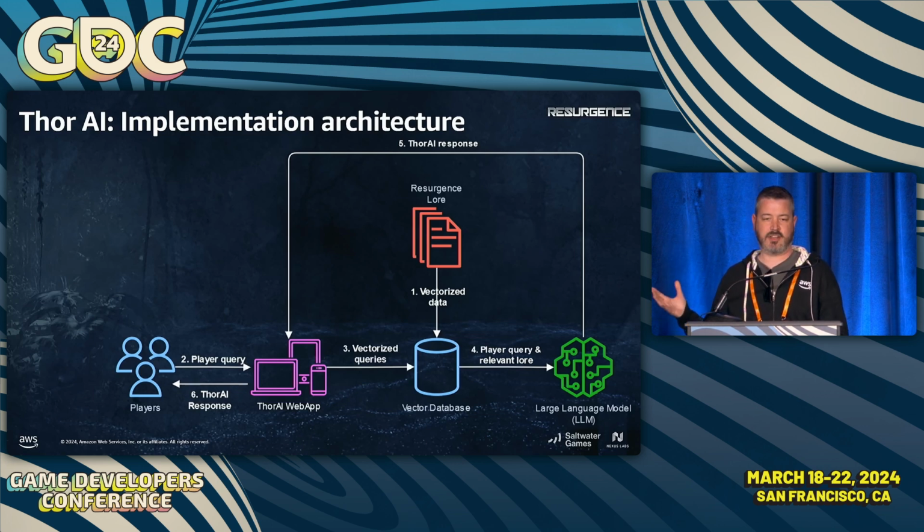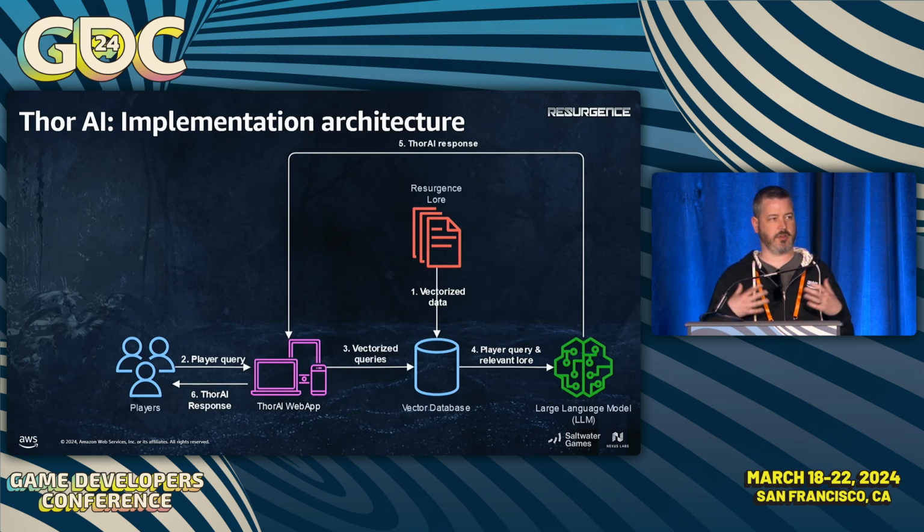We've got an interactive demo you can play with that we'll share at the end of this session. But essentially, the guys at Saltwater have a huge library full of lore that describes the backstory of the world of Resurgence. The first step in the process of building the Thor AI generative model was to take all of that lore and vectorize it, which is essentially a way of storing that textual data into what we call a vector store or a vector database in a way that similar information and semantic meaning of words is stored in a certain way in the database.